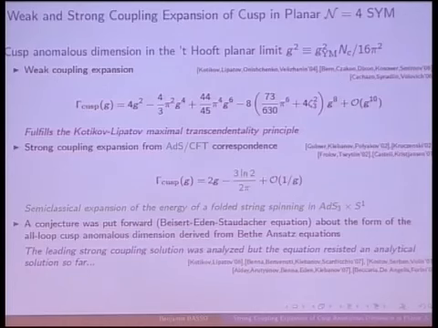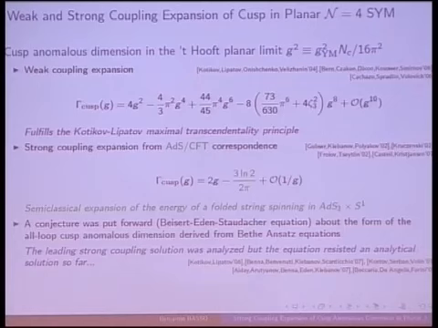The strong coupling expansion is also known from the AdS/CFT correspondence. This has been computed by Gubser, Klebanov, Polyakov, and Kruczenski. The term log 2 over 2 pi has been computed by Frolov, Tseytlin, and also by Casteill and Kristjansen, starting from the Bethe ansatz. In this case, the cusp corresponds to the semi-classical expansion of the energy of a folded string spinning in AdS3 times S1.